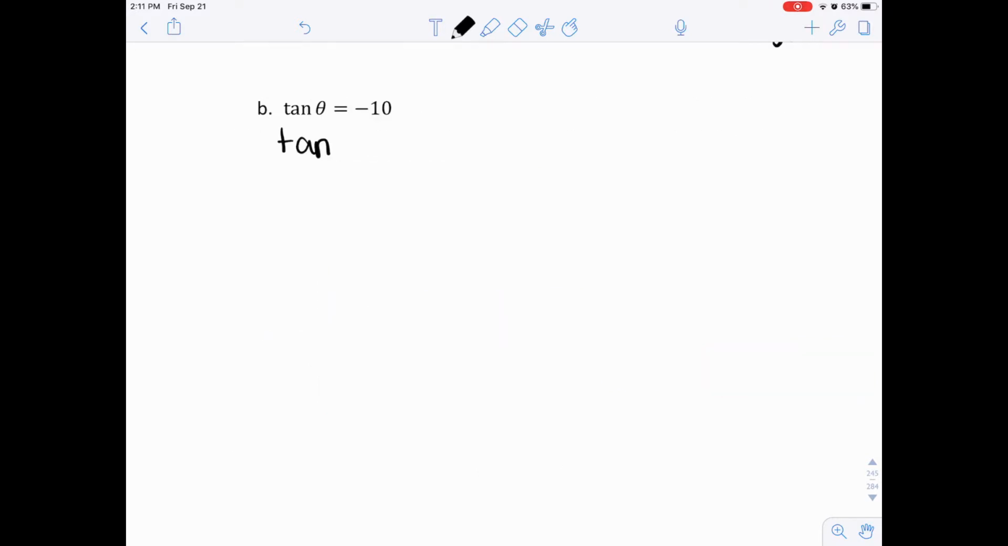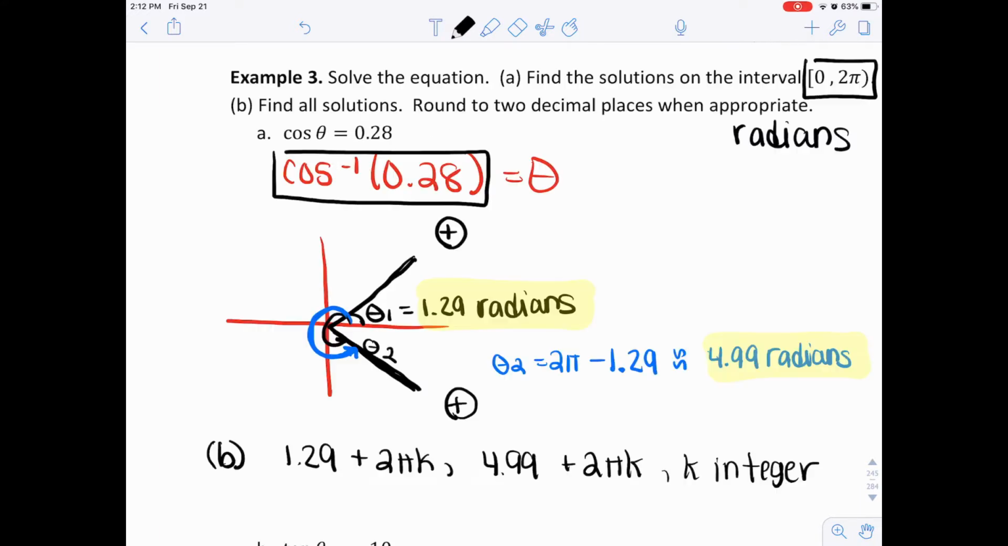Here we have another equation where we won't be able to use a special triangle in order to solve it, but we can use the calculator. I do want to mention a few things about inverse functions. If we look at inverse functions, in order for a trig function to have an inverse, it needs to be restricted to a certain domain.